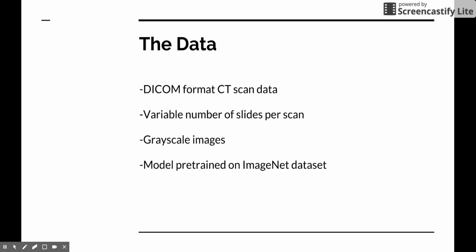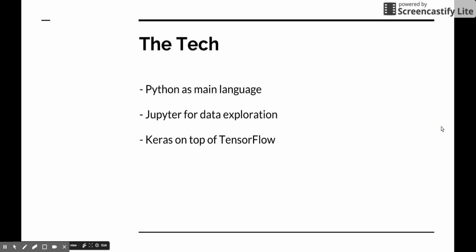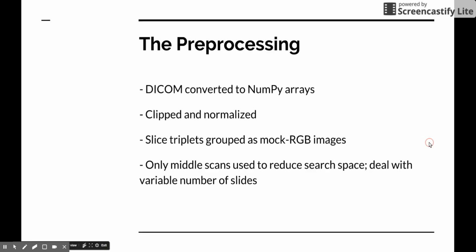We also used, as mentioned before, transfer learning. We used a model which was pre-trained on the ImageNet dataset, which is a large dataset with 1,000 classes. The technology that we used was Python as the main language. We did a bunch of data exploration with Jupyter, and for the deep learning framework, we used Keras, which is a layer built on top of TensorFlow.